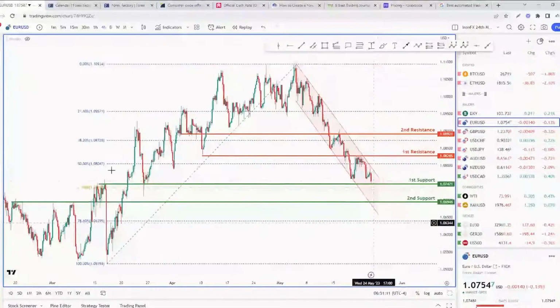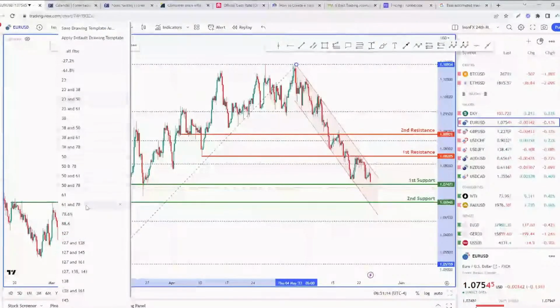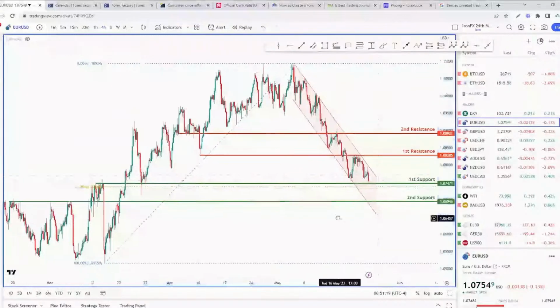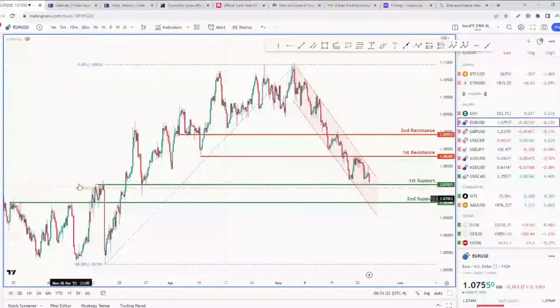Okay, so now that we've talked about that, I'll just get rid of all the other fibs and keep 61.8. This is a very key support level, because the 61.8% is the golden ratio of the Fibonacci. Generally this level can offer significant support, and in this case, it will offer significant support. And the Fibonacci retracement is not the only indicator; we can also see overlapping price action over here.